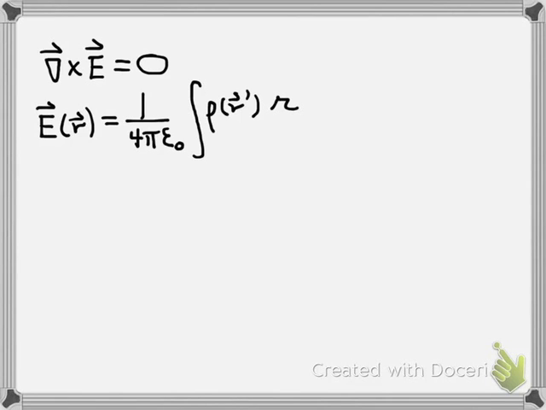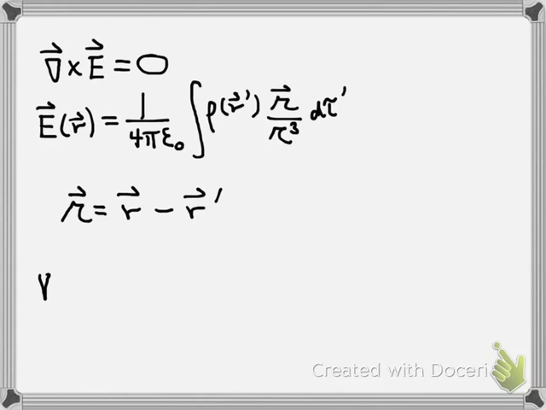times the vector script R over the magnitude of script R cubed, and that's integrated over d tau prime. The variable script R is just the difference between the point that I want the electric field at minus the point that we're looking at the charge distribution at. So script R is just R minus R prime. The integral is over R prime. The curl that we're taking above is going to be with respect to the unprimed variable R.